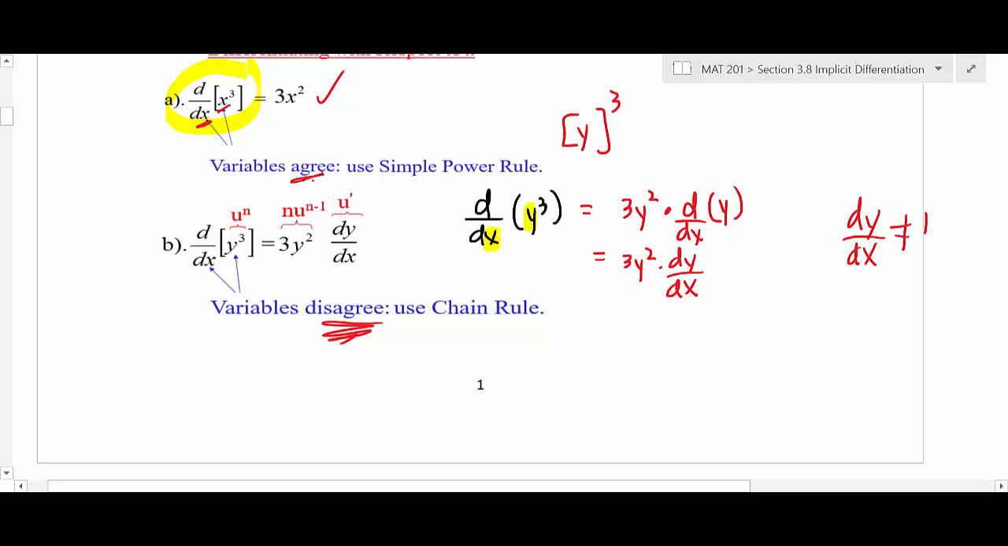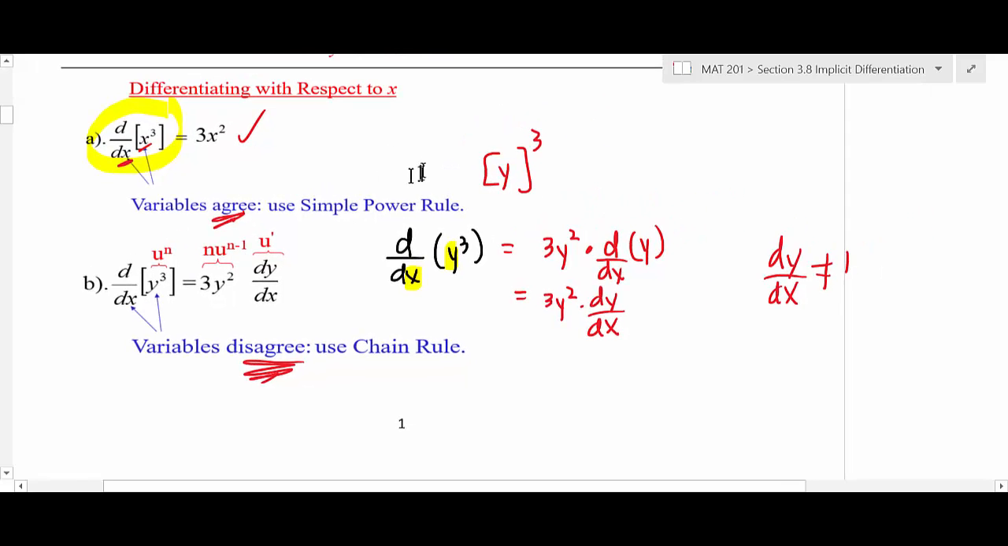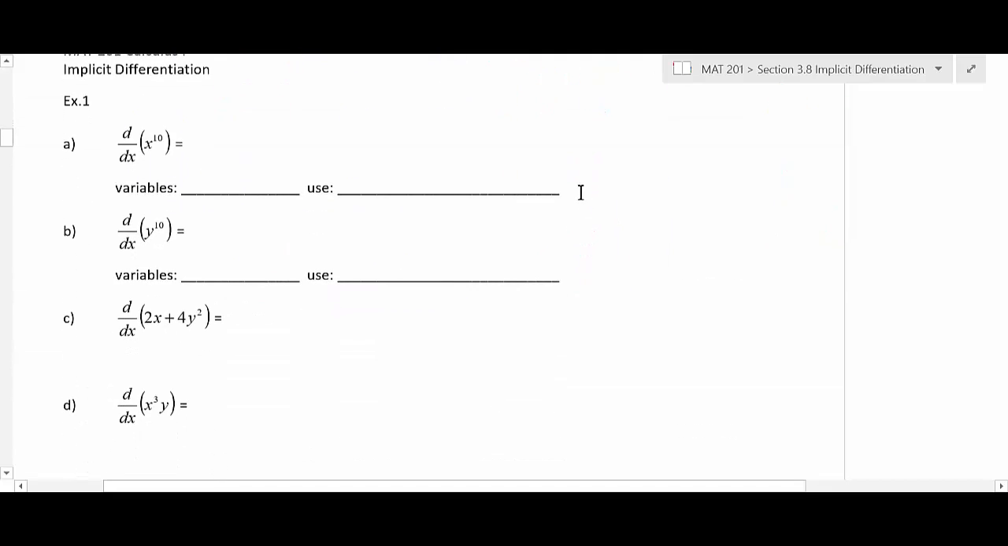If they agree, it's a piece of cake. That's what you already know how to do. But if they disagree, you've got that chain rule. So let's focus on this just for a few minutes and make sure we have this down. Look at example A. Do the variables agree with each other? Yes. So we just do a power rule, and we're done with the problem. The derivative of this, we know the answer is 10x to the ninth. That's what we've been doing. Piece of cake, right?